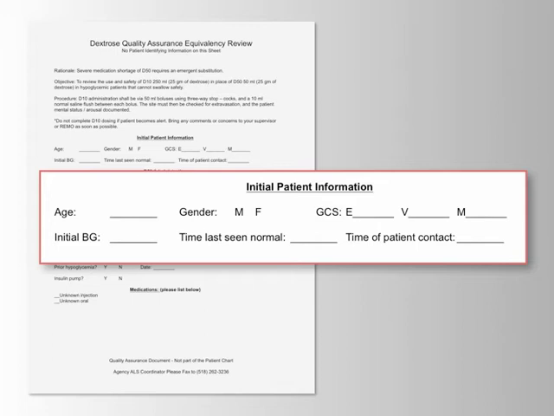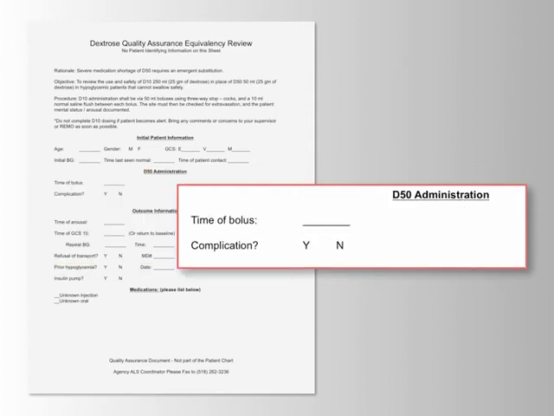The initial patient information we're going to record is just going to be simple age and gender, their Glasgow Coma Scale, but please break it down into its three elements. Initial blood glucose, time the patient was last seen normal so we have an idea of how long they were hypoglycemic, and the time of patient contact. Then you're going to give the D50. Please record the time of the bolus and check the IV site the same way you always do to make sure that there isn't a complication. If there is a complication, please make a note of it on the bottom of the document and what that complication was.